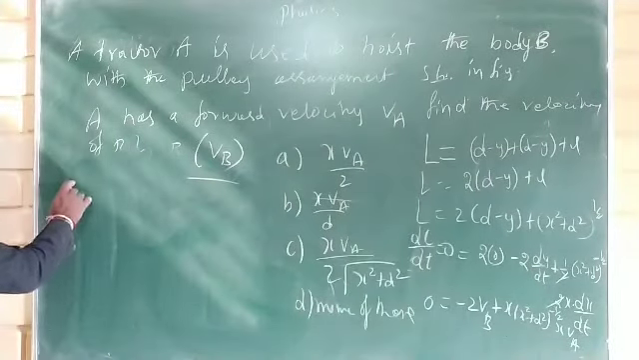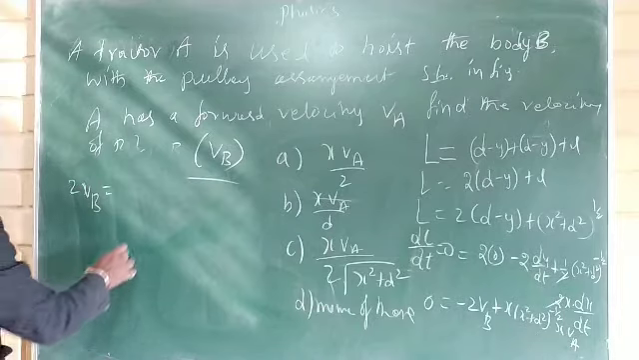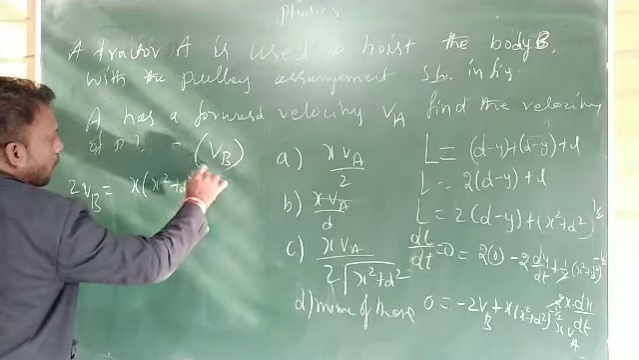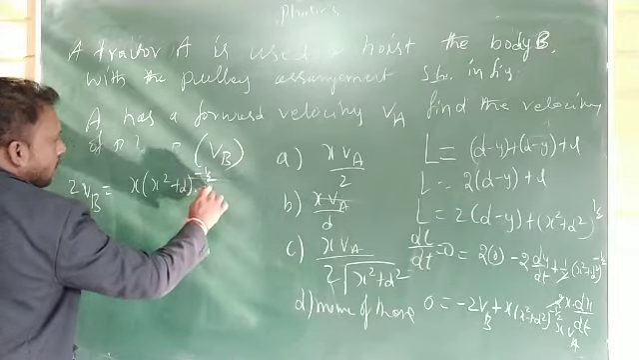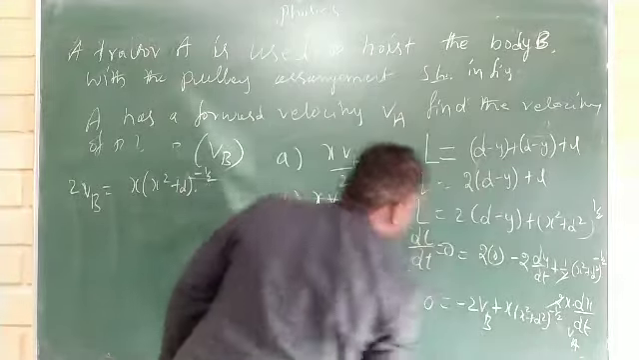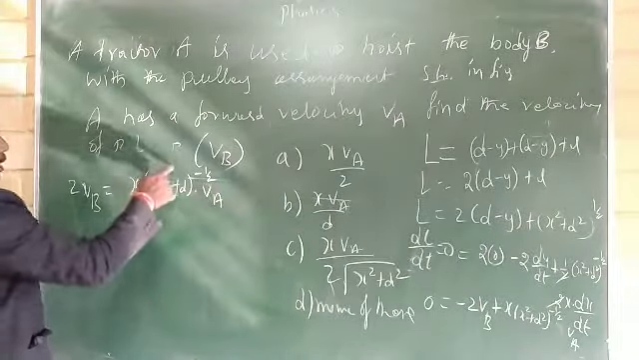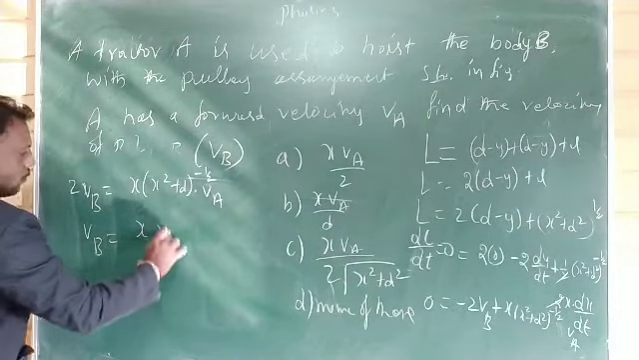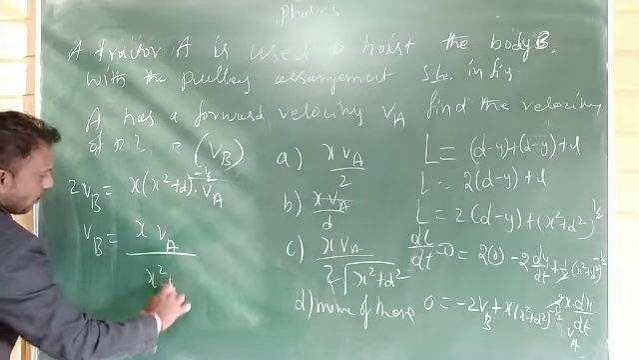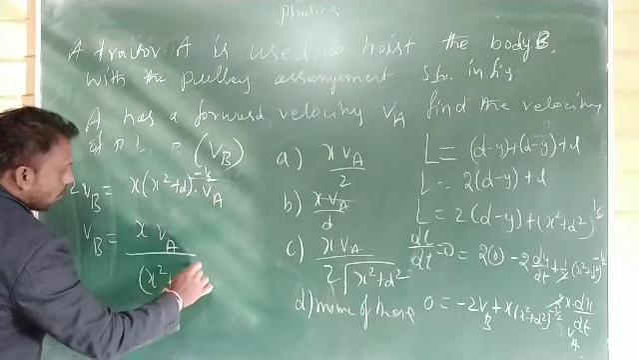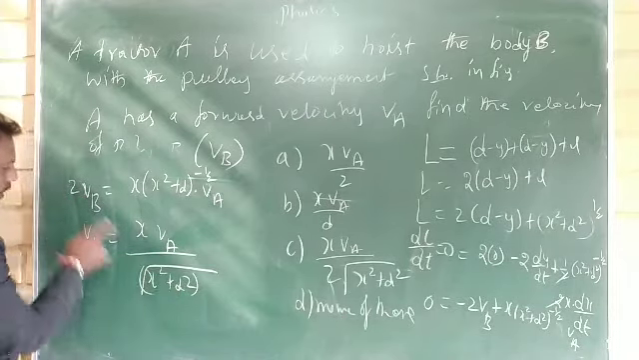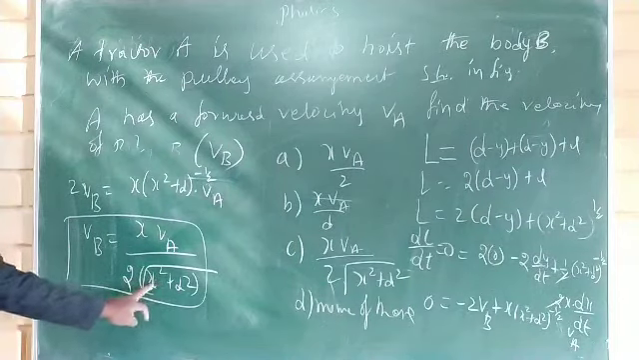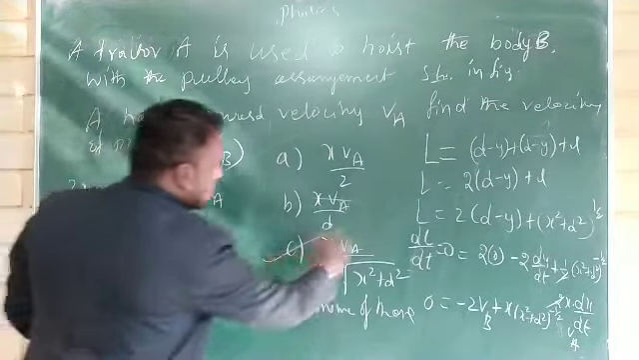Simplify this equation. Minus 2 v_B is equal to x into x square plus d square whole to the power of minus 1 by 2 into v_A. So v_B is equal to x v_A divided by x square plus d square whole to the power of 1 by 2, the square root, and the 2 comes to the other side. Therefore, the velocity v_B is equal to x v_A divided by 2 times the square root of x square plus d square. Which one is correct? Option C is correct.